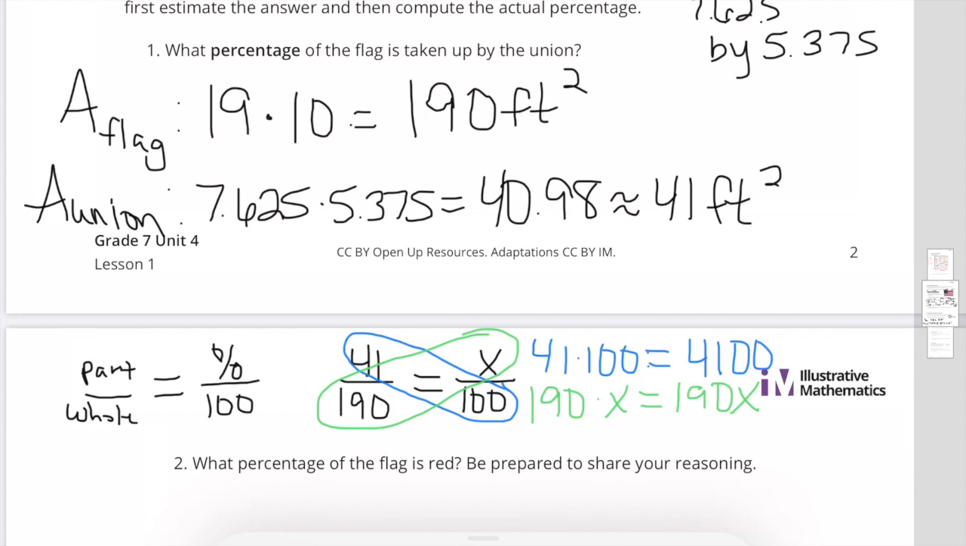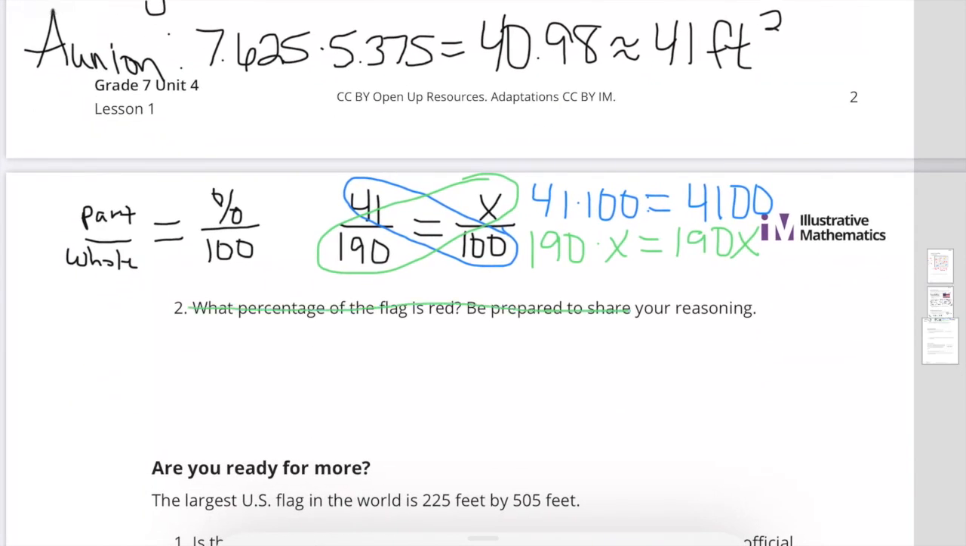Well, we don't know what that number is yet, but we can simplify it by 190x. Okay, so now we need to set these equal. So realize this is not part of number 2 yet. So we have 41 times 100, which is 4100, and we need to set that equal to 190x. Okay, so now we know that 190 times something would give us 4100. So think about your fact families. If I know 190 times something is 4100, how would I determine what that number is? Divide. So divide by 190.